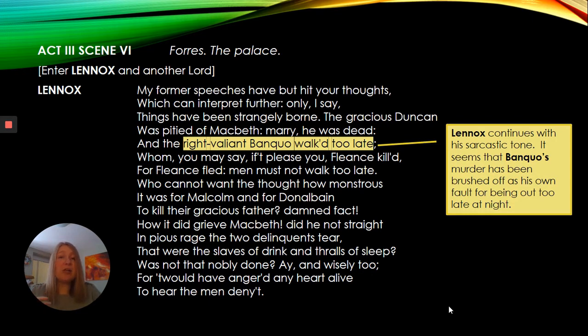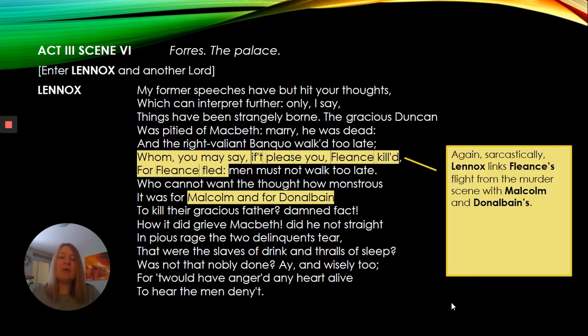So this tone tells us that Lennox doesn't believe the accepted story about any of these things. He also sarcastically makes the link between Fleance and Malcolm and Donalbain running away from their father's murders.